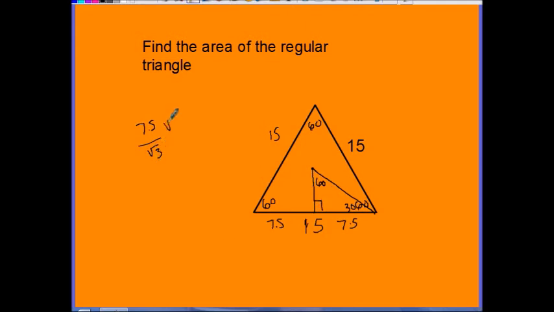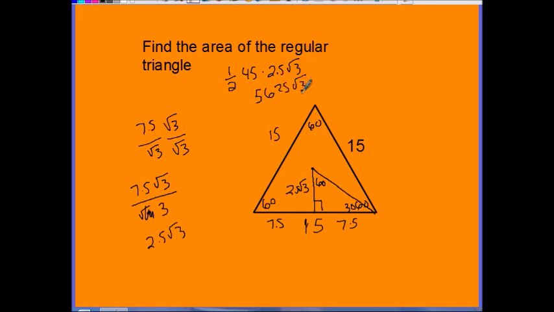So let's clean that up. Multiply root 3 to top and bottom. That's 7.5 root 3 over the square root of 9. The square root of 9 is a 3. 7.5 divided by 3 is 2.5 root 3, which is going to be my apothem. So here we go. 1/2 the perimeter, my perimeter is going to be 45, times my apothem, 2.5 root 3, which is going to give me 56.25 root 3.